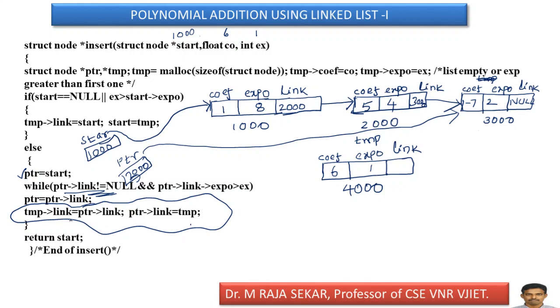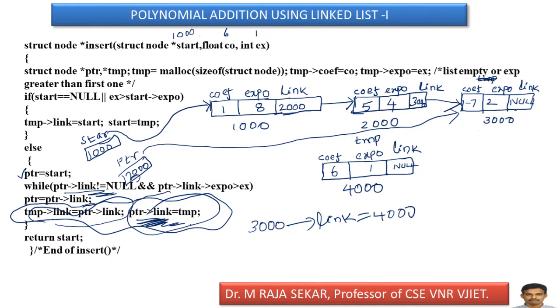What is it? TMP arrow link. What is my TMP? This is TMP. What is TMP arrow link? This field equal to PTR arrow link. What is my PTR arrow link? PTR is 3000. 3000 link is null. Therefore, I must write here null. TMP arrow link equal to this, I completed. Now, PTR arrow link equal to TMP. What is my PTR? PTR is 3000. 3000 link equal to TMP. TMP means 4000, isn't it?